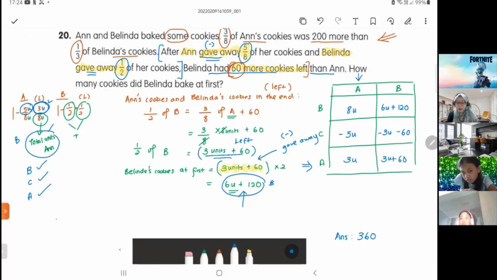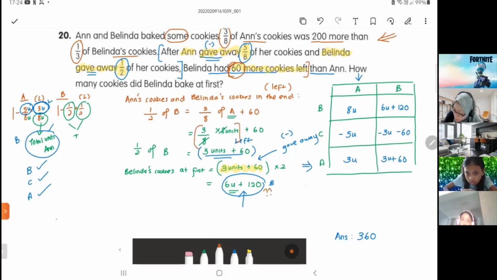All right. So whatever I have there, I just put inside the table. Okay. So now okay with this. So we're moving on to the next step. I'm okay with the table already. Now let's look at the question again. I want to find the Belinda. Belinda is 6 unit plus 120. I want to find this thing. Okay. Before that, we have also established that 3 over 8 of N cookies is 3 unit, right?